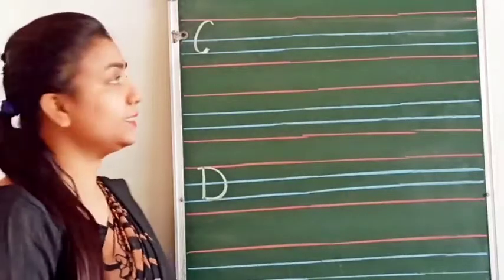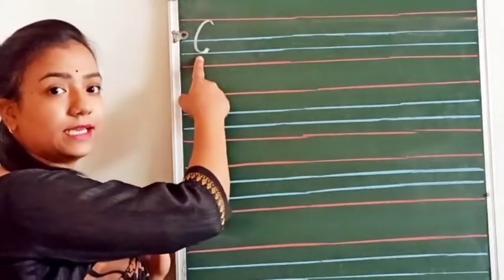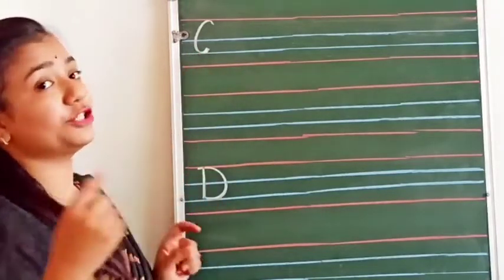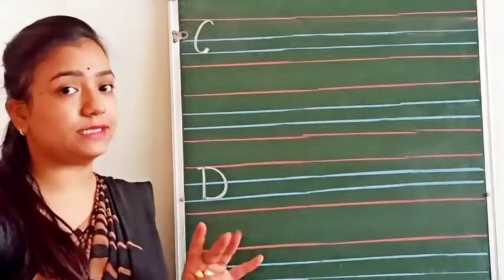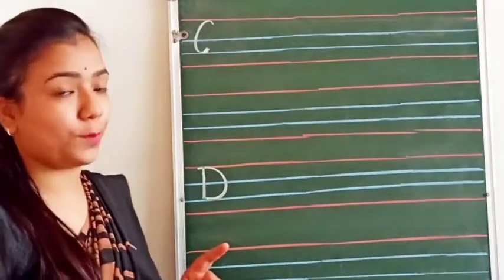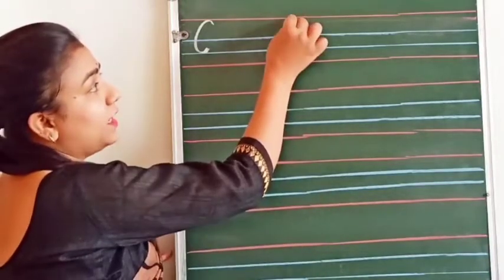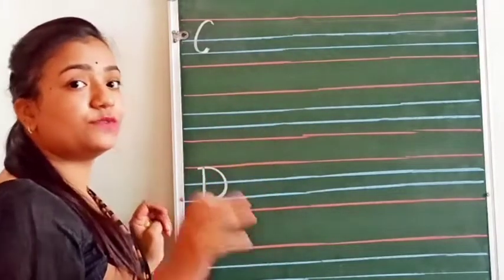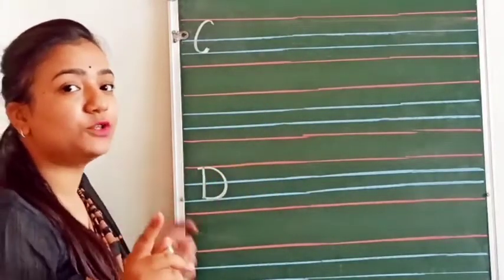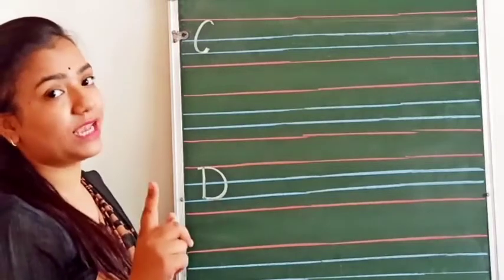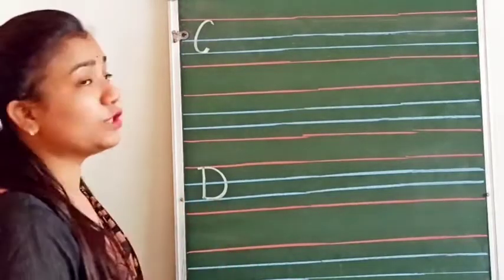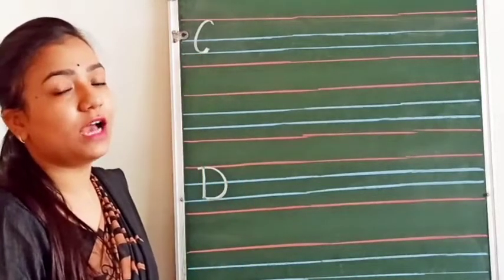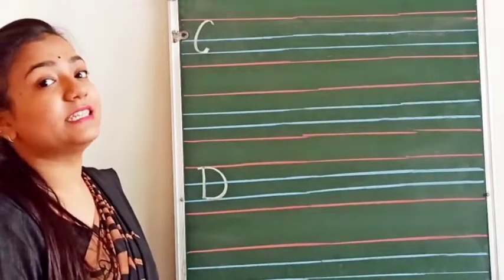So children, this is letter C. As Miss has already told you, there are 4 lines in English copy. 4 lines means line number 1, 2, 3 and 4. And we have to use first 3 lines only. So today we will learn how to make letter C.